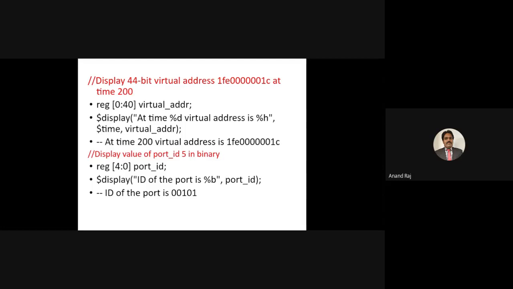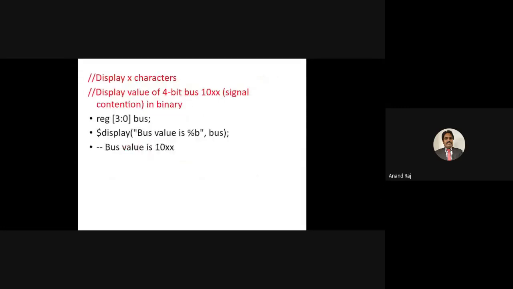$display at time %D, virtual address is %H. So percent D is a decimal number and percent H is hexadecimal. $display time comma virtual address. At time 200, the virtual address is the same thing. If you want to display anything in your program, $display is the system task that you have to use.